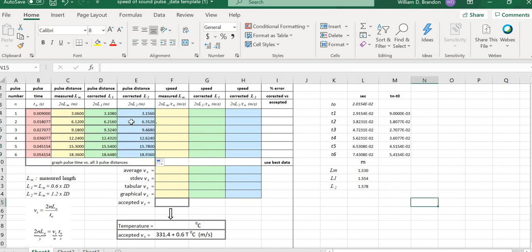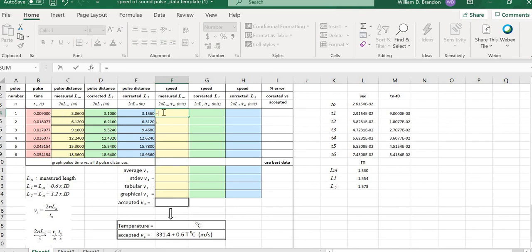Okay, we're done figuring out how far those sound pulses had to travel for 3 different assumptions: the length of the pipe, 1 opened end, and 2 open ends. Now we got to measure the speed. How do we do that? Well, we just divide length by time.